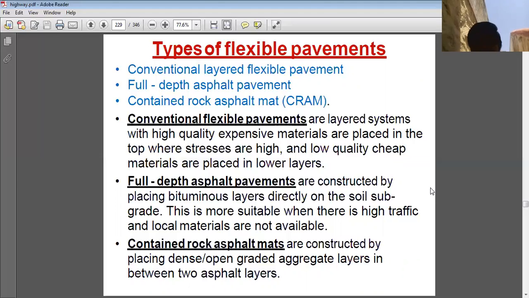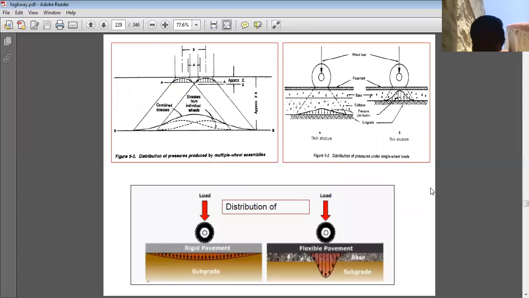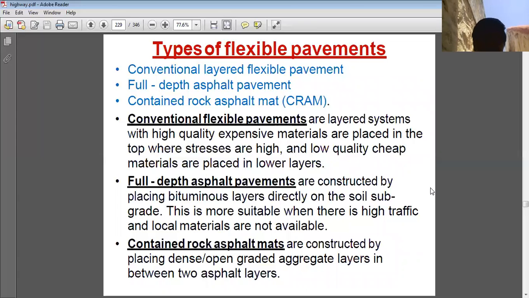Contained rock asphalt mats are constructed by placing dense or open graded aggregate layers in between two asphalt layers. It consists of rock asphalt layers.